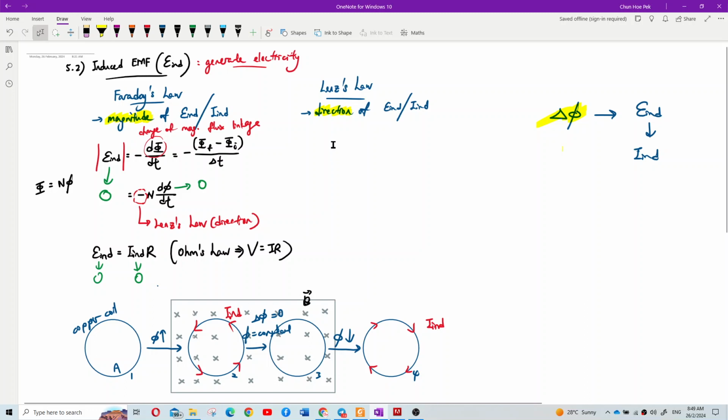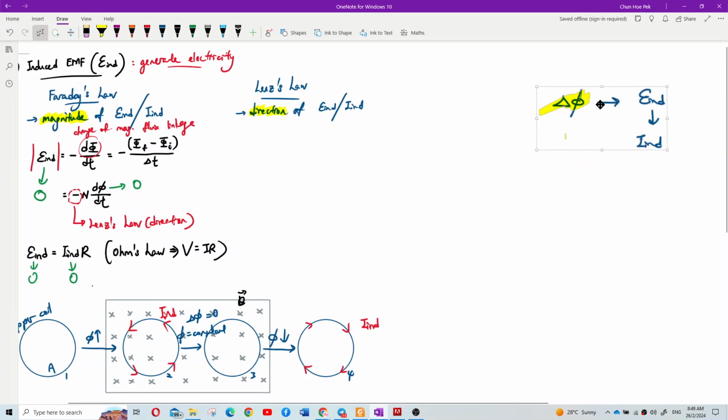Now I want to talk about Lenz law. So how do I find out that this one is anti-clockwise and this one is clockwise? How do I find out the direction of induced EMF? Just now, Faraday's law is a formula we can use to calculate the magnitude of induced EMF and induced current. But the direction, anti-clockwise or clockwise, is Lenz law. Also, the negative sign here carries the meaning of Lenz law.